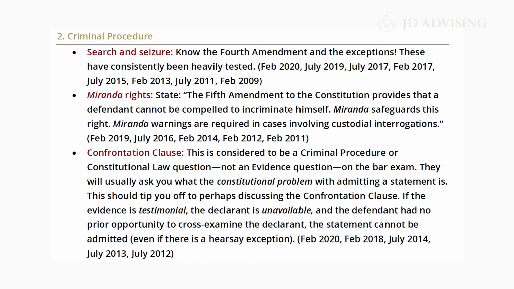Review some of these essays that have tested this. It came up in February 2020 in the con law question, same with February 2018. And you can also see, I would look at the July 2012, 13, and 14 essays because they're a good representation of how the confrontation clause is tested.